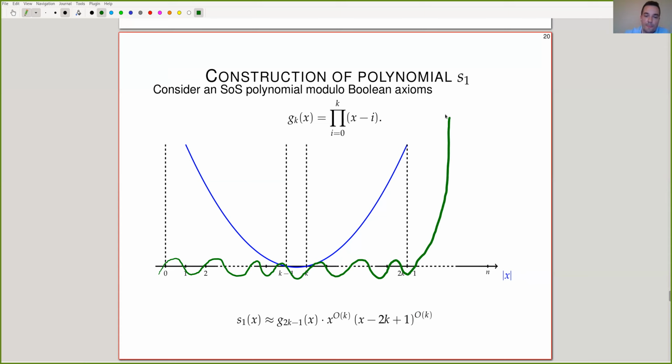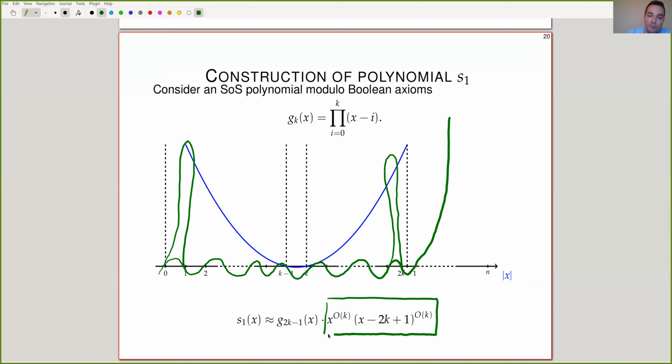However, the picture is a bit misleading since this polynomial here might take very big values. So we would like to truncate it on the borders and highlight the middle, and that's why we multiply this with the polynomial with multiple roots at x equals 0 and x equals k minus 1. And in that sense, we decrease this part a bit and highlight this part in the middle. So this is how we roughly construct the polynomial S1 of x.